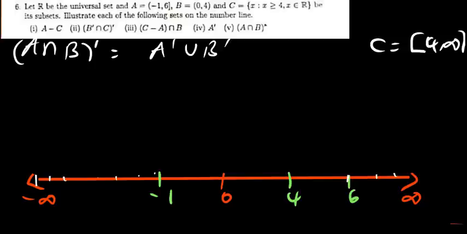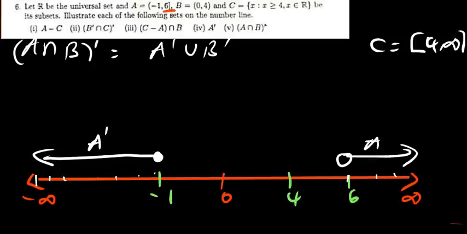So we are doing A complement. A complement started from here. Negative 1 is not included, so the complement will be included. Then 6 is included here, so this part, 6, should not be included all the way to that point. That is again A complement.